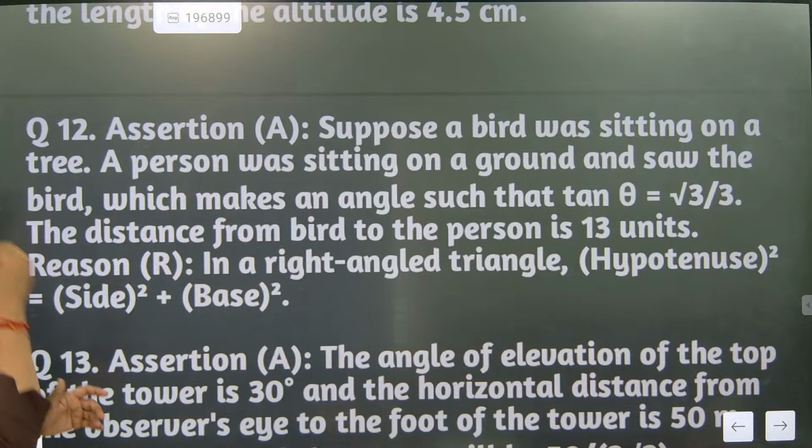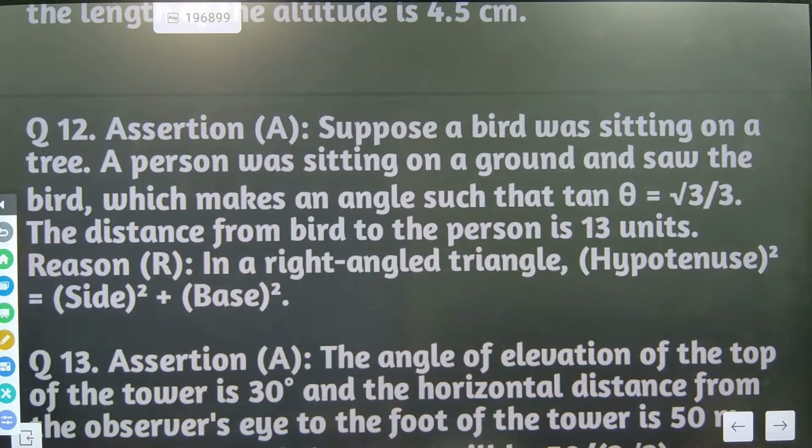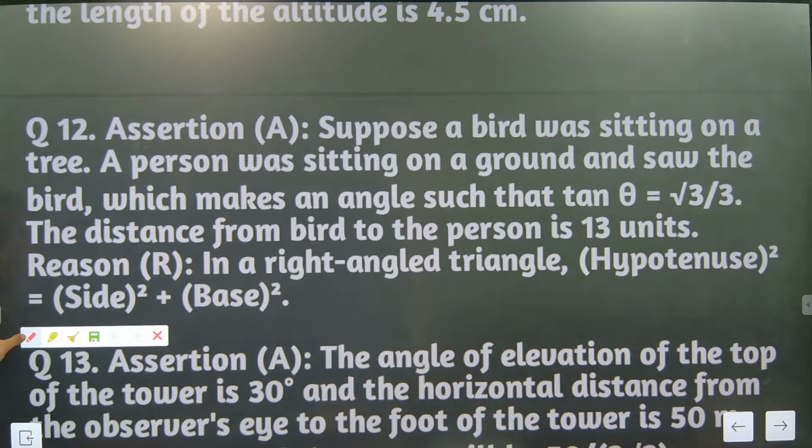Now, look at it. Assertion. Suppose a bird was sitting on a tree. A person was sitting on the ground and saw the bird, which makes an angle such that tan theta is equal to root 3 by 3. The distance from the bird to the person is 13 units. That answer has to come. So the distance of the bird from that person.